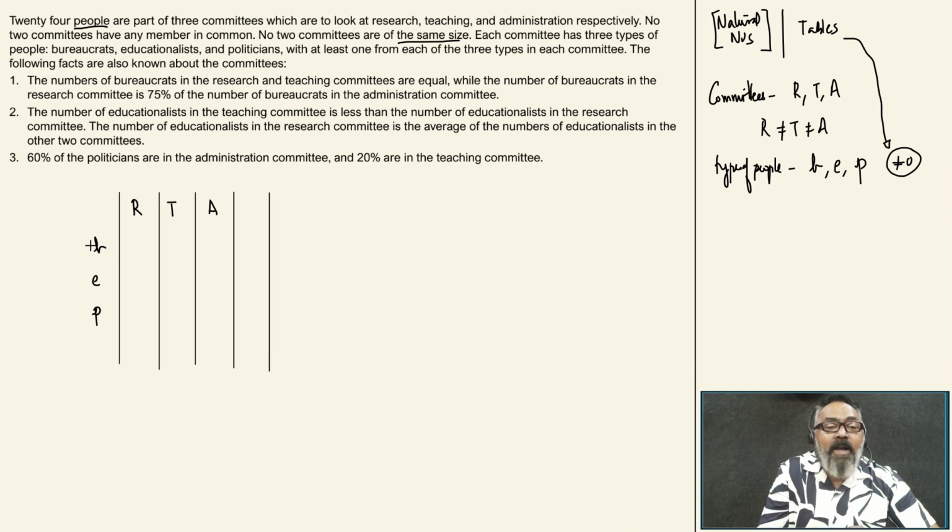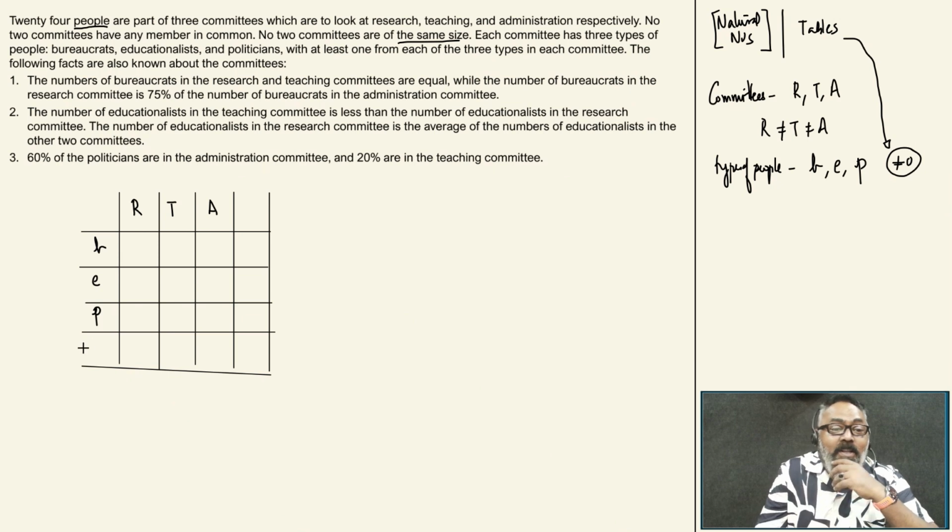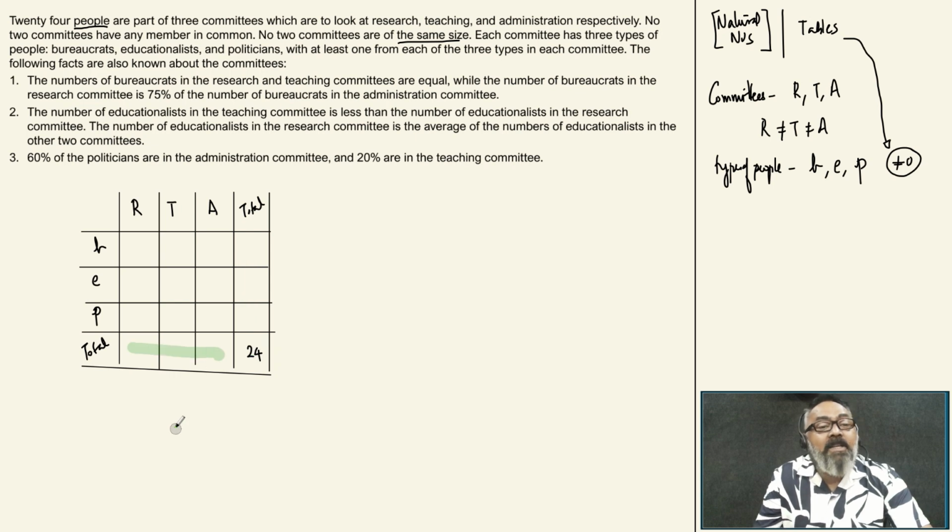We need to have a total value as well. So let's put it like this: B, E, P. I think that the size of this particular table is slightly small, but we'll manage with that. Maybe I should have drawn a bigger one, but we are going ahead with this. Okay. So this is a total value. What we know, the grand total is 24. This is 24, which means the sum of these three things has to lead to 24.